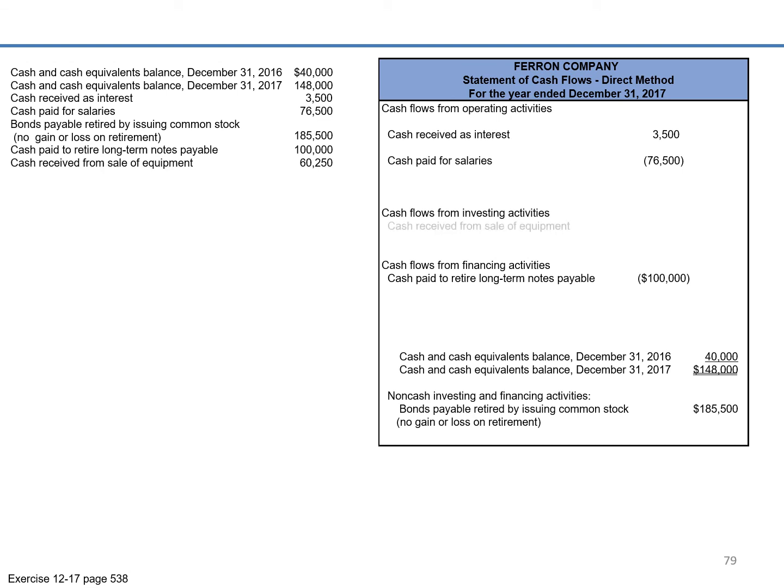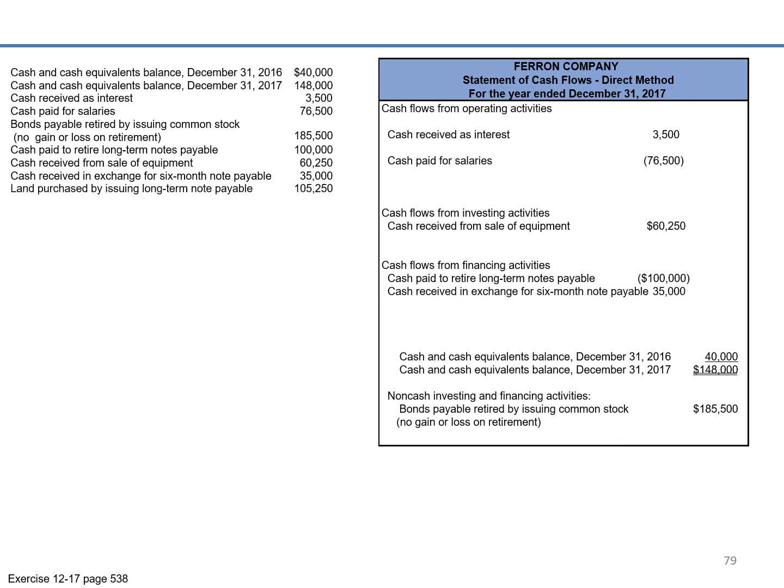Cash received from sale of equipment is an investing activity. Cash received in exchange for a 6-month note payable, that's a financing activity, and that's an increase of $35,000. Land purchased by issuing a long-term note payable is a non-cash transaction, so that goes at the bottom. That's not included, right? Cash paid for store equipment, that's going to be an investing activity. We're going to reduce our cash there by $24,750.